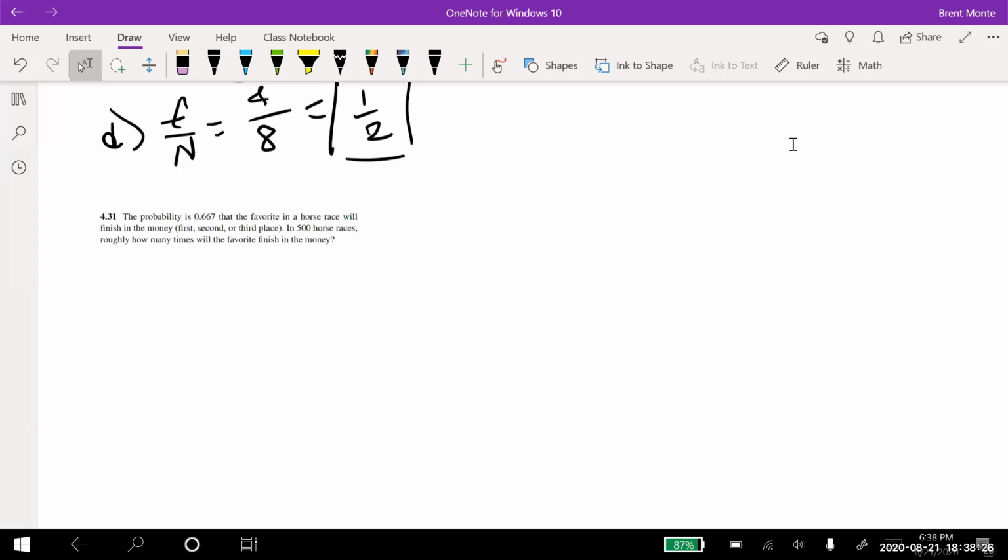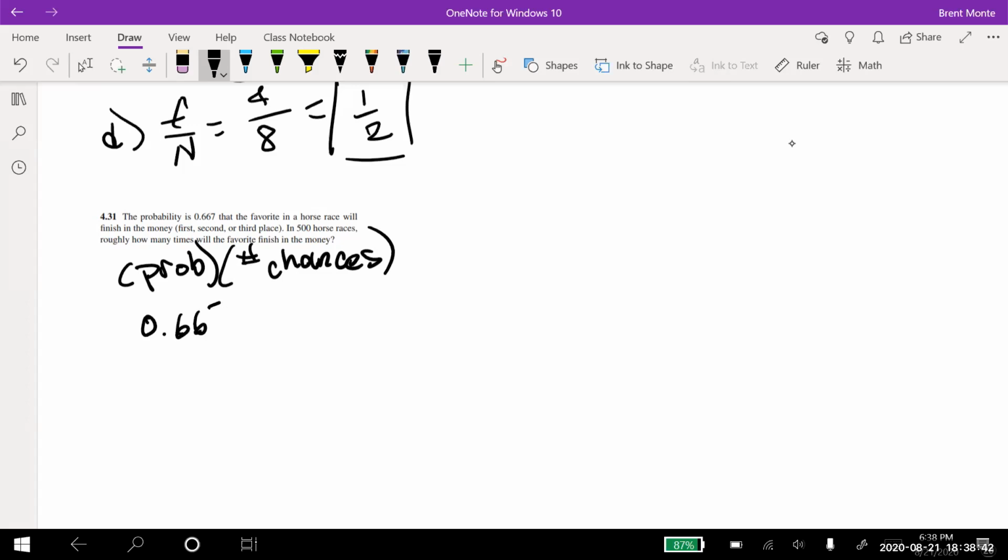Well, this is going to be a common type of problem that they're going to ask you, and what you're going to do is take the probability times the number of chances. So in this case, it's 0.667, and then the number of chances is 500. So I'm just going to multiply those together. Essentially 2/3 of the time out of 500 races, it comes up. So 0.667, I'm just using my calculator, times 500. I get exactly 333.5.